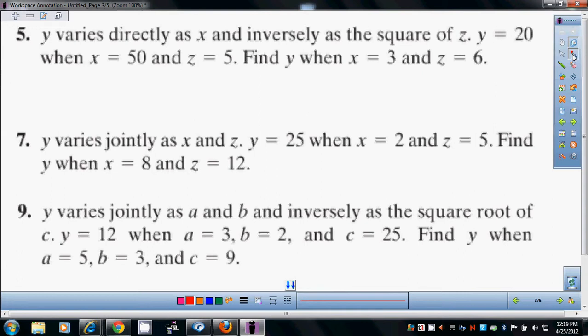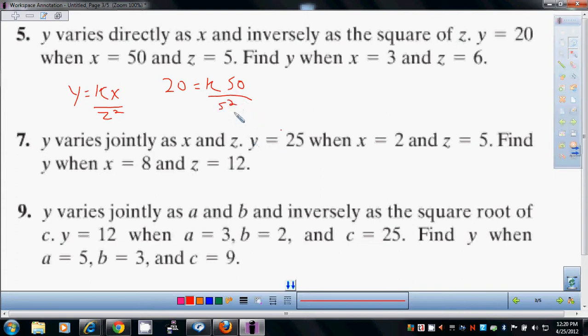We're going to get to the bottom two, I grant you, are a tad different. We'll get to that in a second. On number 5, they put multiple in there. Y varies. We start the same way. Now it says directly as x. So what does that mean? Multiply by x. And inversely as the square of z. So what does that tell me to do? Divide by z squared. You're right. And then from there, it's just the same as the last ones. You plug in what it gives you. Y is 20, x is 50, z is 5, and I know you can solve it from there.